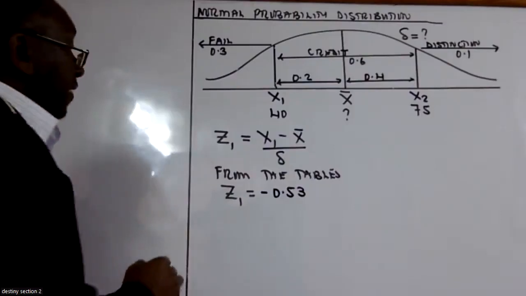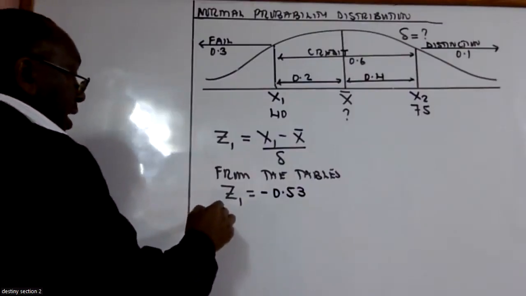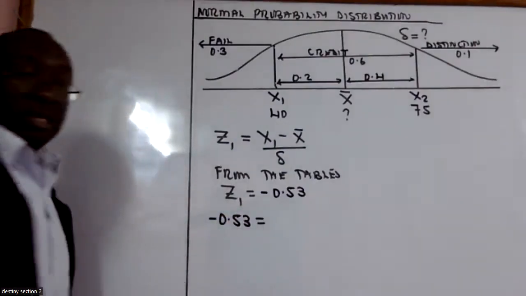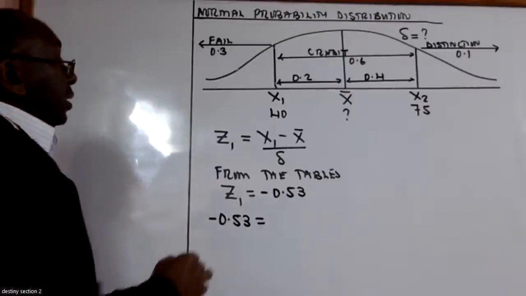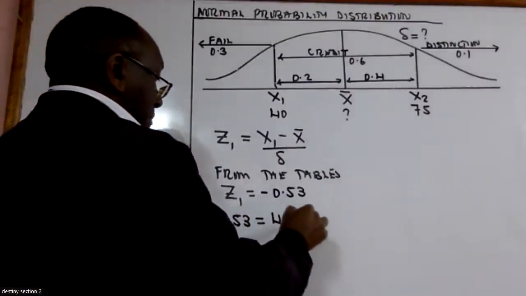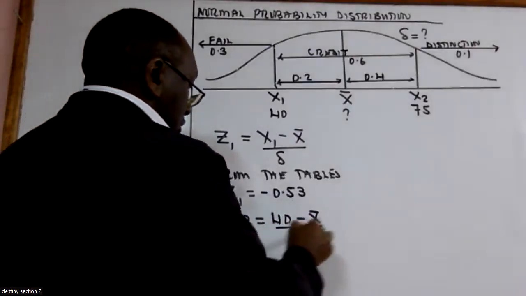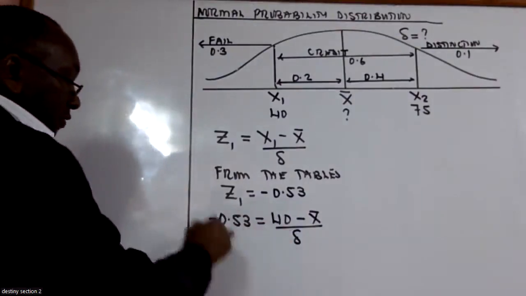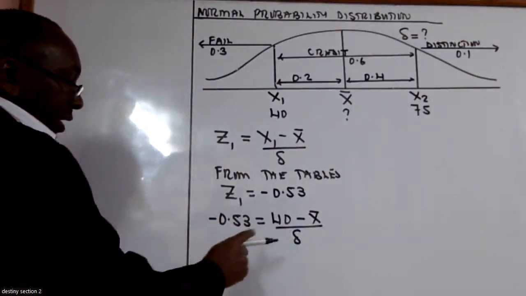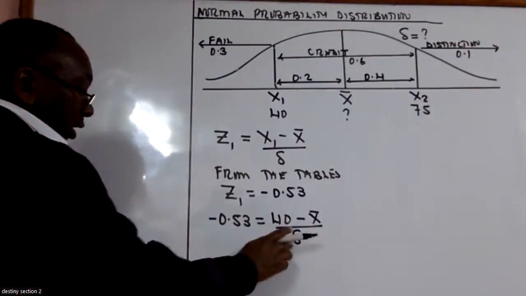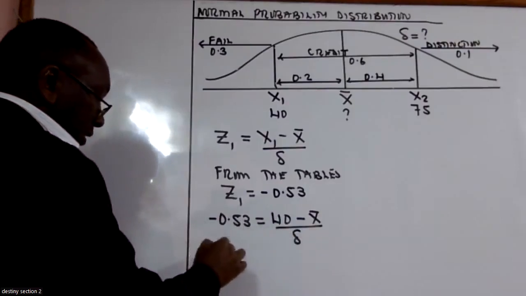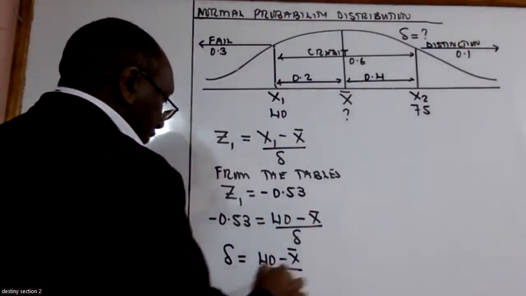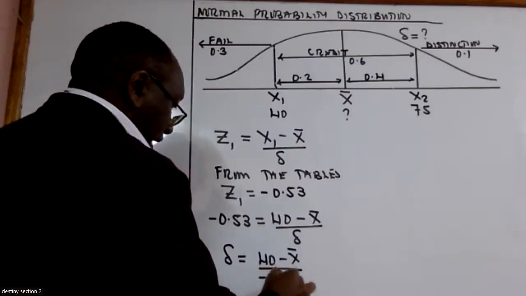So if it's minus 0.53, then I'm going to say minus 0.53 is equal to x1, which I know is 40, minus x bar, which I do not know, we divide by standard deviation, which again I do not know. So if I make this one the subject, it will be standard deviation is equal to 40 minus x bar, you divide by negative 0.53.